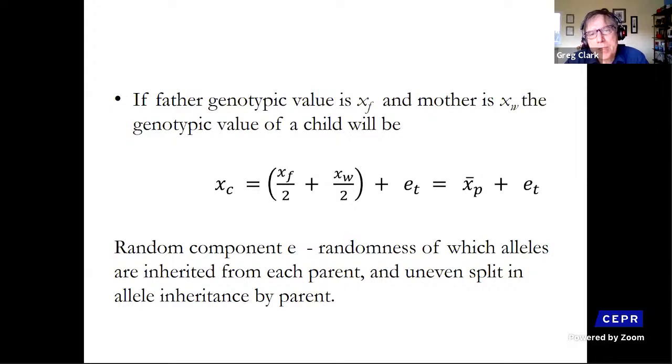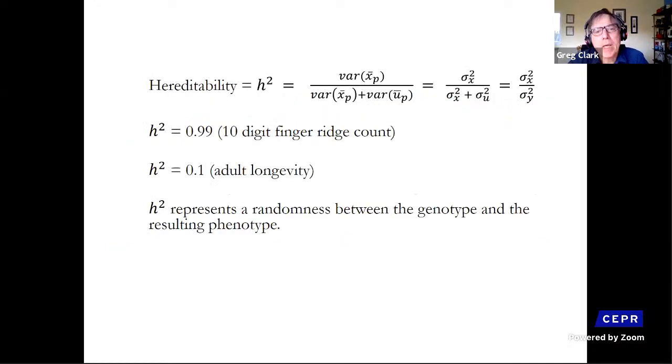And then if the father's genotype value is XF and the mother's XW, that of the child is just going to be the average of the parents plus some random component. And there's randomness about which alleles you inherit from each parent, and there's often an uneven split in allele inheritance across parents. And the heritability, H squared, of any trait is just the amount of the variance in the phenotype that is coming from the variation in the genotype. And that's going to be between 0 and 1.